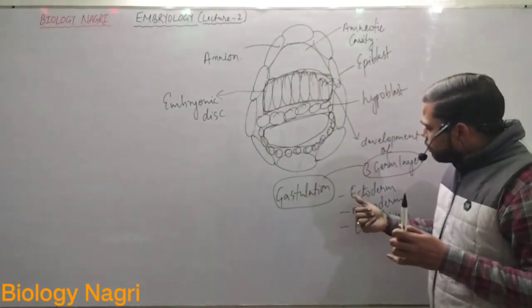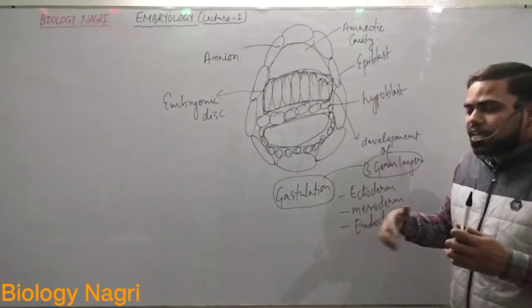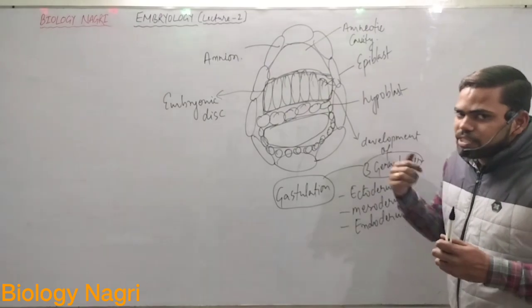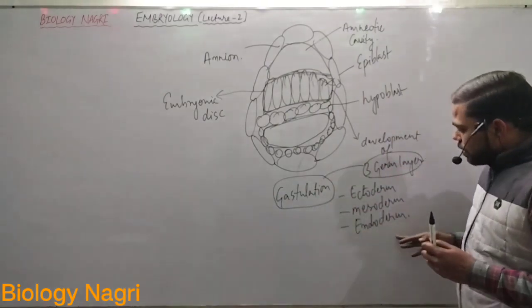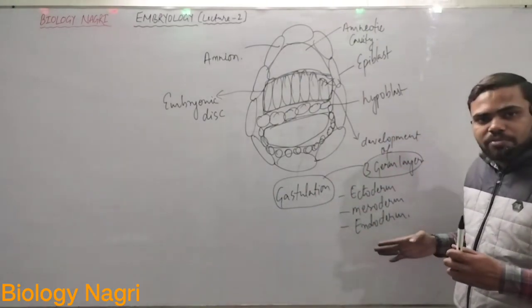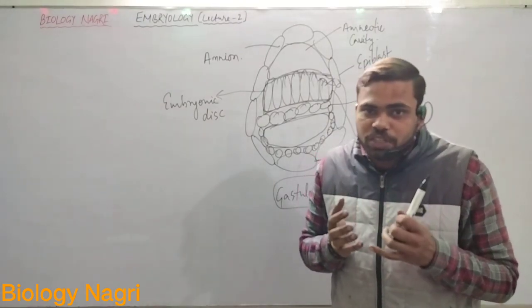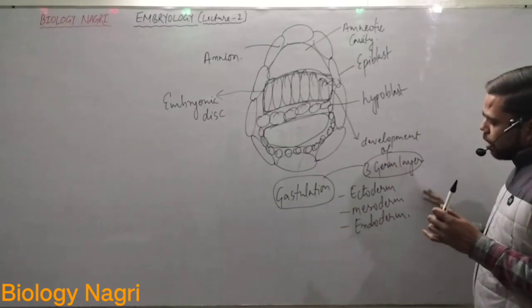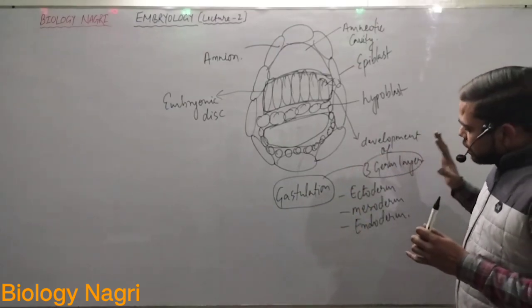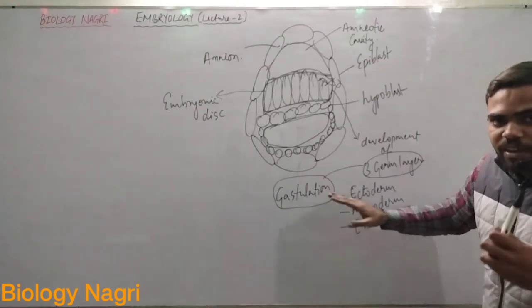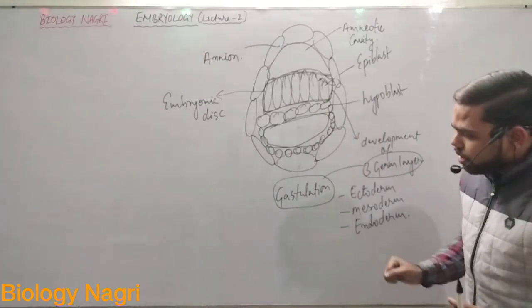Some organs will be developed from the ectoderm. We will say the ectodermal origin. Some from the mesoderm germ layer. We will say the mesodermal origin, and some from the endoderm germ layer, which we will call organs developed from the endodermal origin. So the development of these three germ layers is basically termed gastrulation. So we have come from the topic of gastrulation.